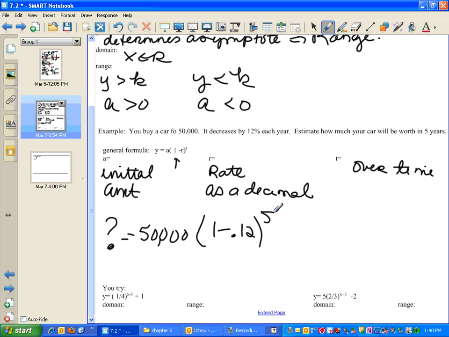So you're going to go 1 minus 0.12. Get your calculator out and do it. Remember you work with this whole parenthesis first. 1 minus 0.12, get an answer, raise it to the 5th power, get an answer, multiply it by 50,000.